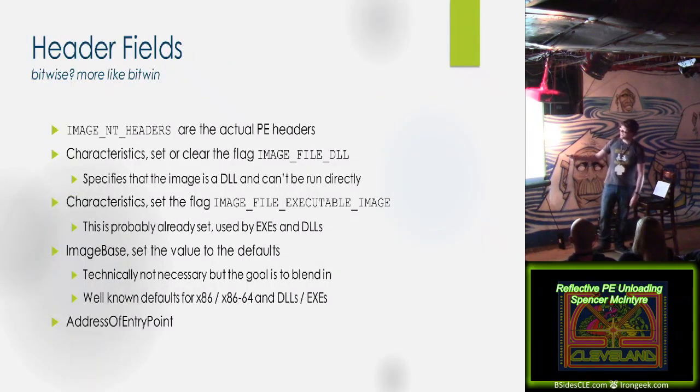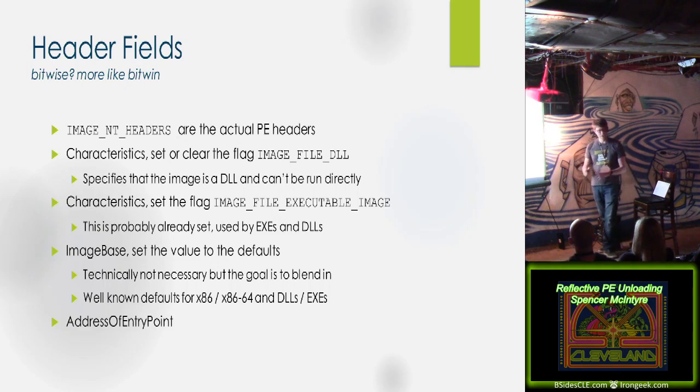Okay, so the header fields: the image NT headers contain the actual PE headers. If you've loaded up an executable image, a normal one on disk, not malware or anything like that, but anything from Microsoft, those original couple of bytes are not the PE header. That's the MZ header, and a little bit after that is going to be the actual PE header. So we have a characteristics field where there is a flag IMAGE_FILE_DLL. If we're a DLL, we're going to set that. If we're an executable, we're going to clear that. Another one is IMAGE_FILE_EXECUTABLE_IMAGE. We're always going to set this, because this one's set for both executables and DLLs.